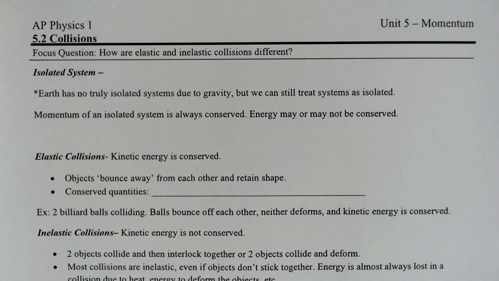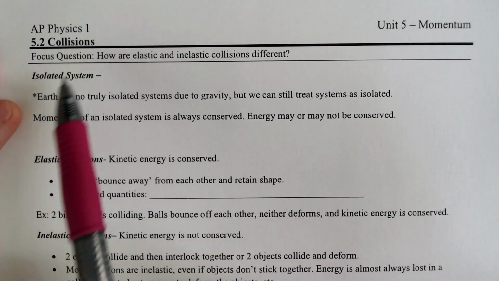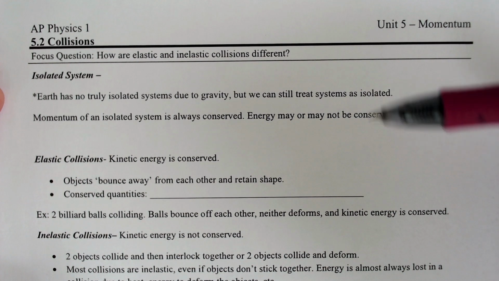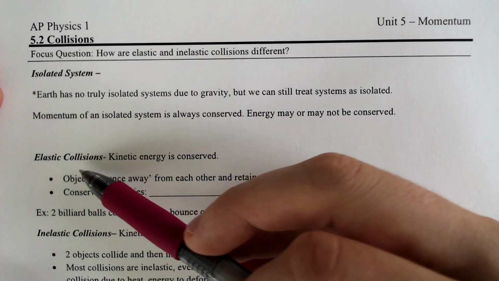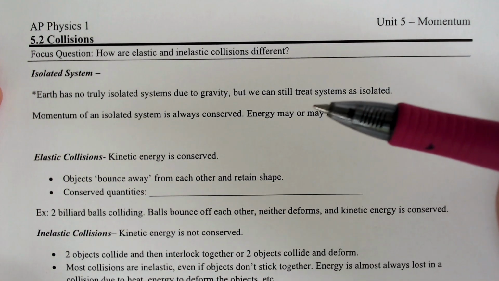Today we're going to be continuing physics and we're going to be talking about collisions, okay? So when we're talking about collisions, there are two different types. There is an elastic collision and an inelastic collision. And it's important to distinguish between the two.